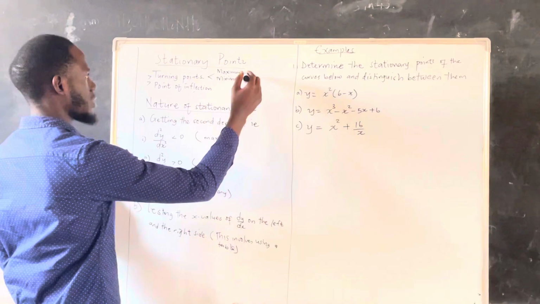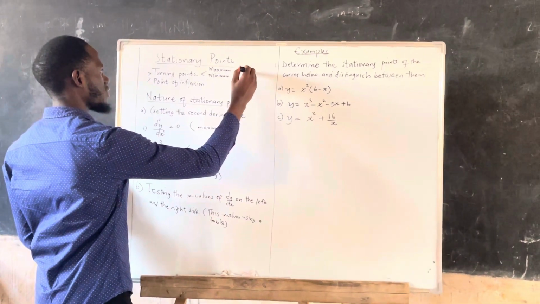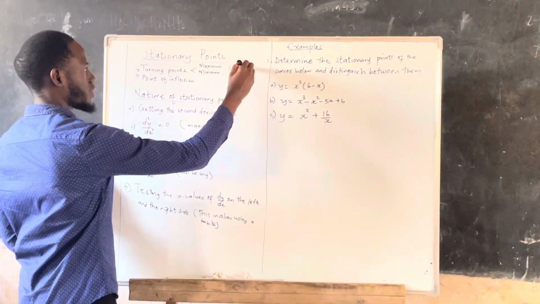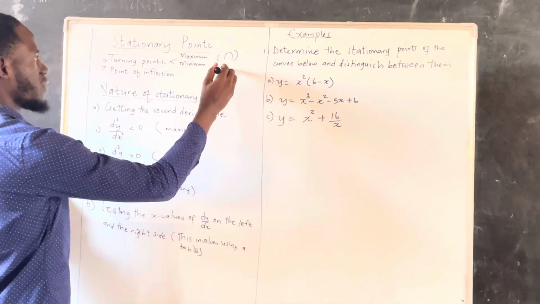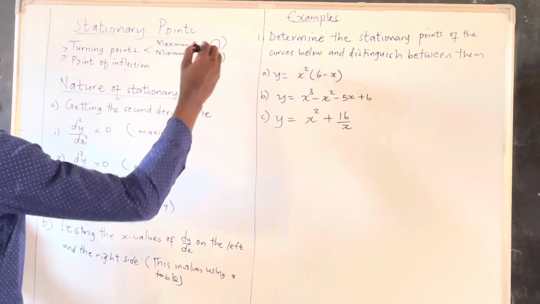We have the maximum, which is in this form. A curve will form a sort of N. Then a minimum turning point forms a sort of U, like that.